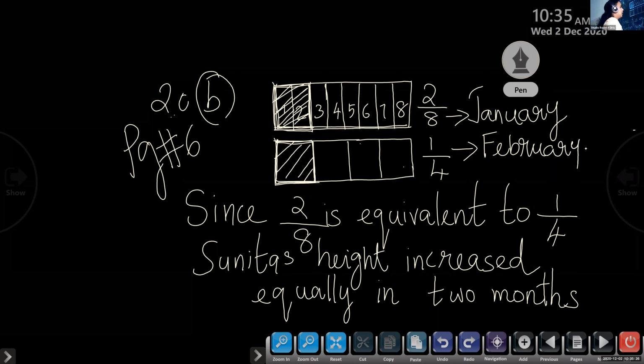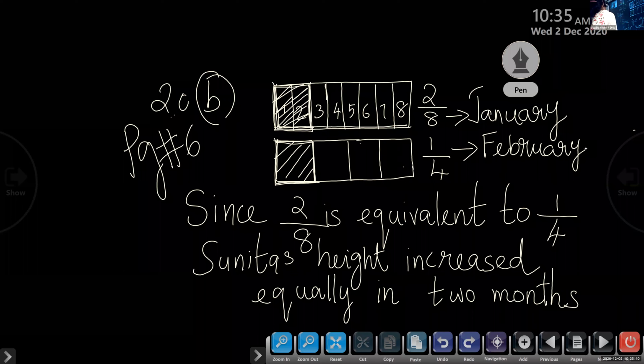Make it small, otherwise you will not be able to write both A and B. Yes, Eva, I can see that. Okay, very good. Neat work. Good handwriting, Eva. So, since 2 by 8 is equivalent to 1 by 4, Sunita's height increased equally in 2 months. So, I hope all of you have completed.